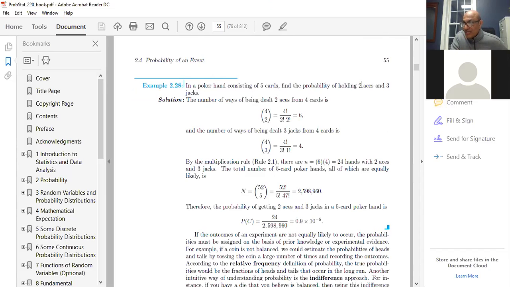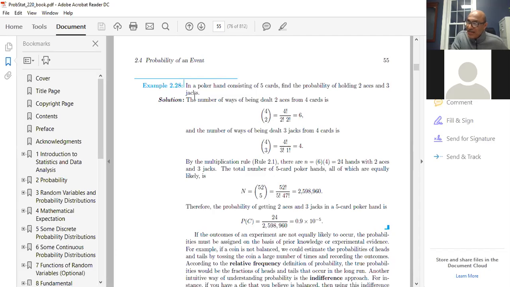Irrespective of suit, order is not important. You can pick diamond, spade, heart, whatever you want to pick. So out of these 4, you are going to pick 2 aces. The arrangement is a combination, because order is not important. So it is 4C2. By the definition, 4 factorial over (4 minus 2) factorial times 2 factorial, the nCr definition. So that is 6 ways. Good. So 2 aces and 3 jacks.